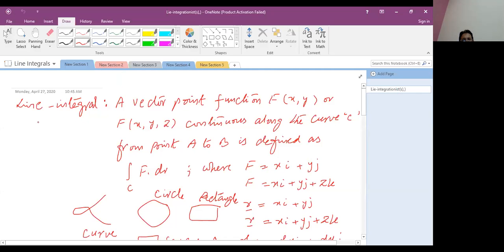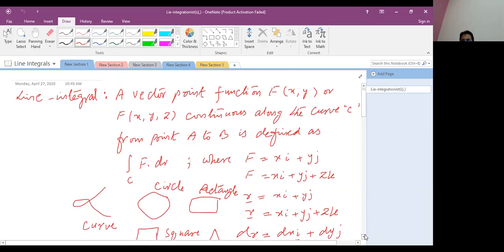There are different types of line integral we will consider. There are different shapes. If we consider the rectangle, the circle, the square, the triangle, and different types of curve, like a parabolic curve, it is another line integral. There are different types of curve. We will consider the line integral.